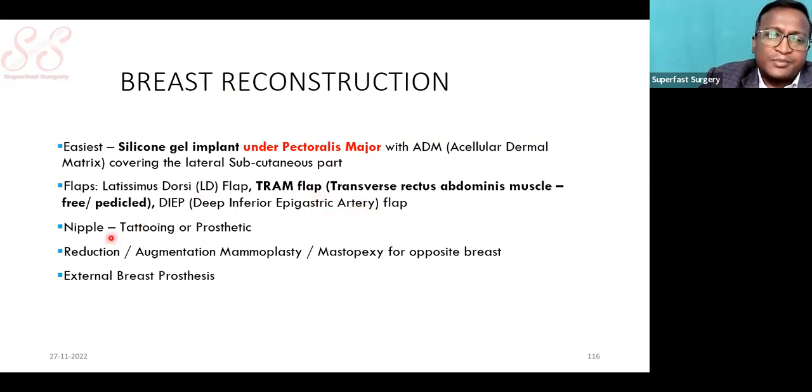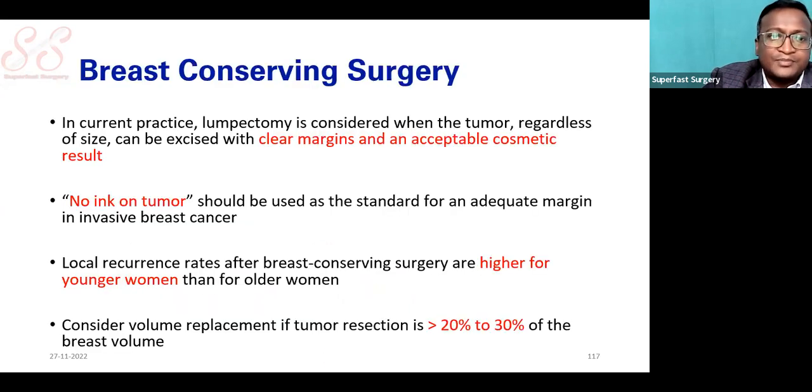For nipple reconstruction, we have two options: we can either tattoo, or we can use the CV flap, which is the nipple reconstruction flap. And of course, we have reduction, augmentation, mammoplasty, mastopexy, contralateral symmetrization, and external breast prosthesis.